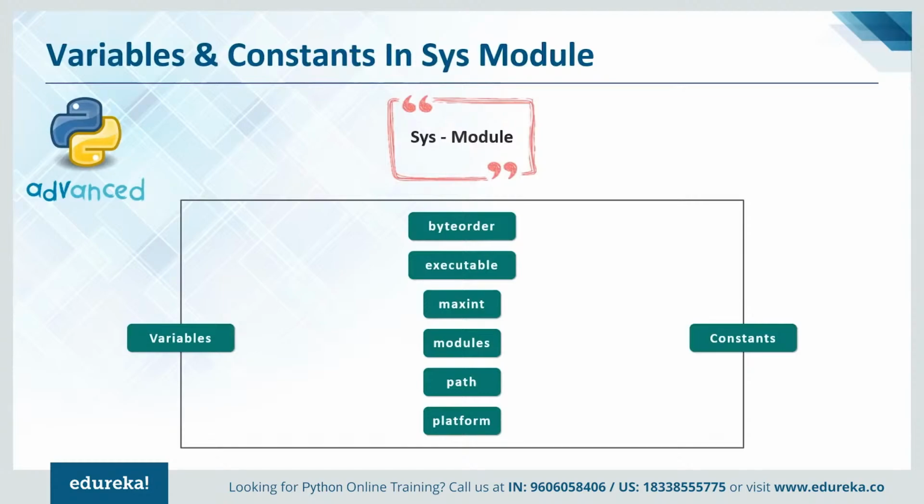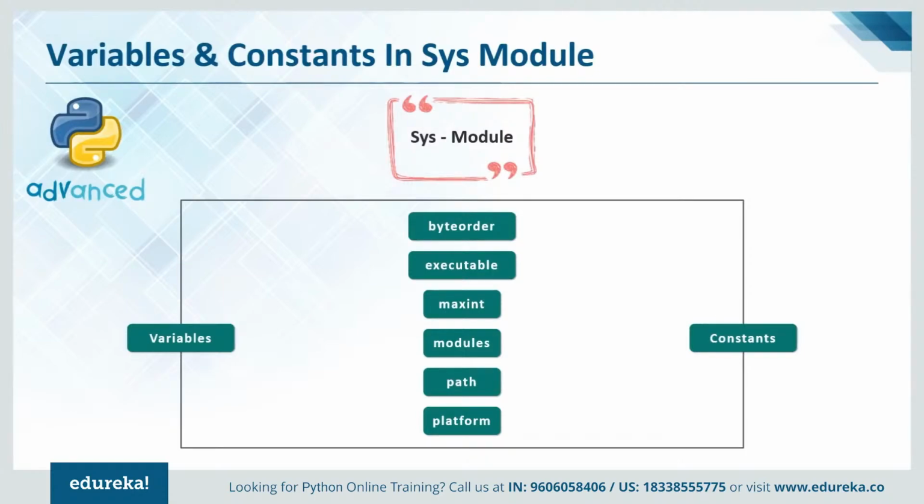So we have byte order, we have executable, we have maxint, modules, path, platform, and many more, right? So what is byte order? Well, byte order is basically an indicator of the native byte order, guys. Simple as that. So what's executable? Well, a string containing the name of the executable binary. What I mean is the path and the executable file name for that particular Python interpreter. Well, maxint, guys, this attribute contains the largest positive integer which is supported by Python's regular integer type.